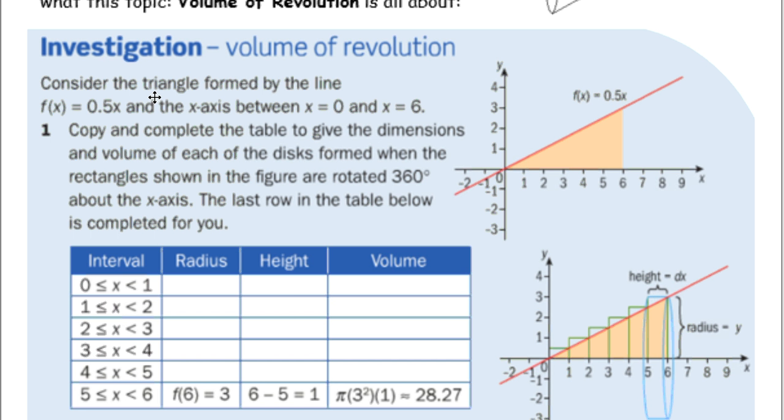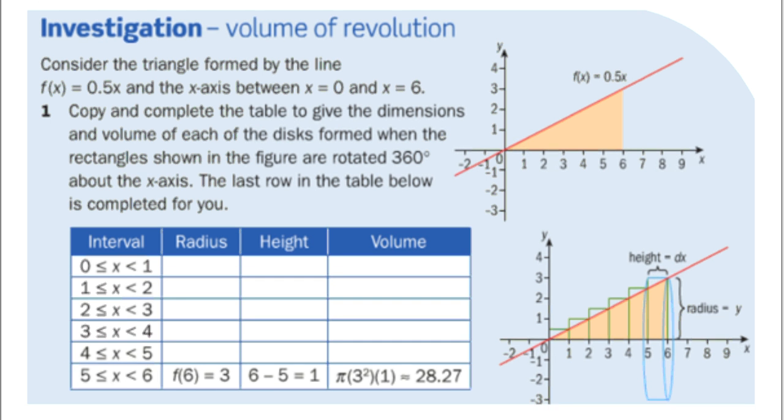So consider the triangle formed by this area here, by the function and the x-axis between x is 0 and x is 6. So what's our value of a? 0. And our value of b? 6. Well done, exactly. And that's our little area there. We're making the investigation with a nice simple kind of function.